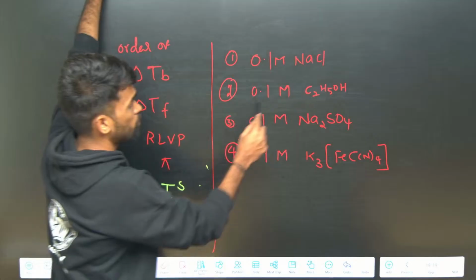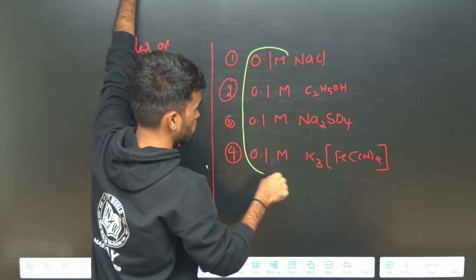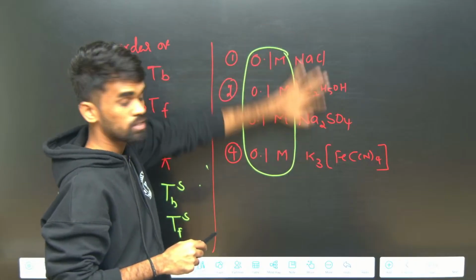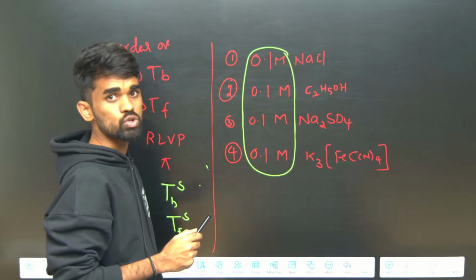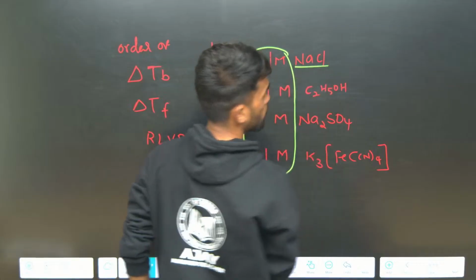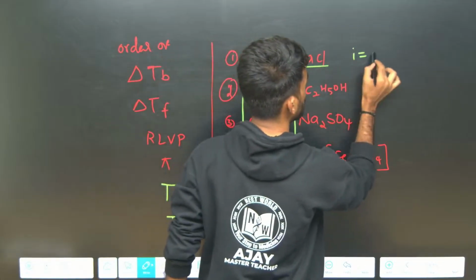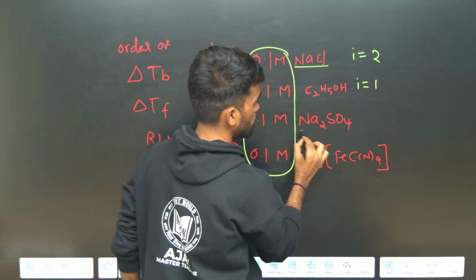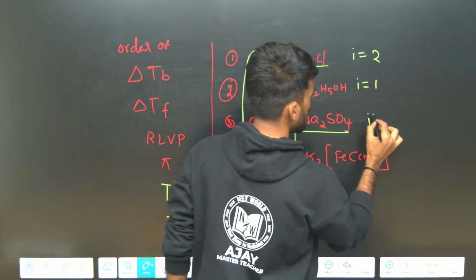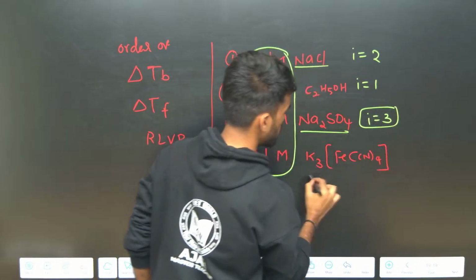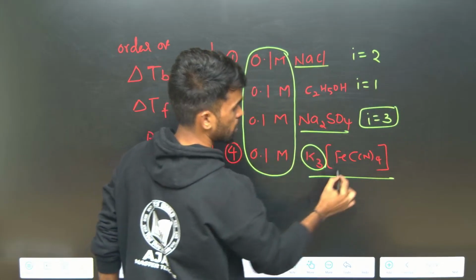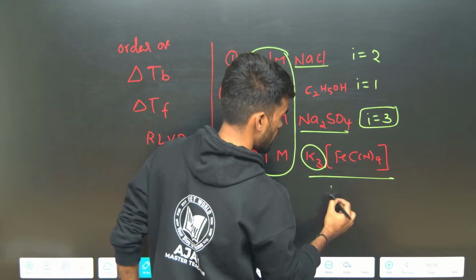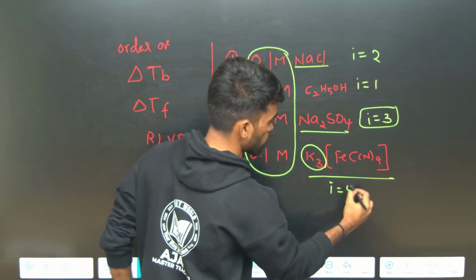See, first of all, all of them have the same concentrations, so keep these concentrations aside. Now look at their electrolytic dissociation. NaCl, a strong electrolyte, gives i value 2, and ethanol, a non-electrolyte, has i value 1. For Na2SO4 it will give 3 ions, so i will be 3. For this one we have 3 potassium ions and 1 ferricyanide complex ion, so the i value will be 3 plus 1, 4.